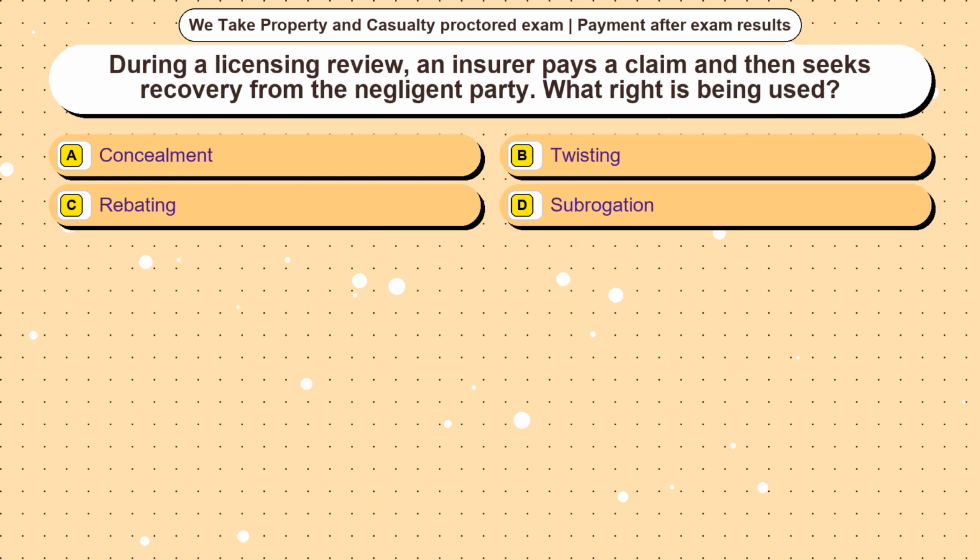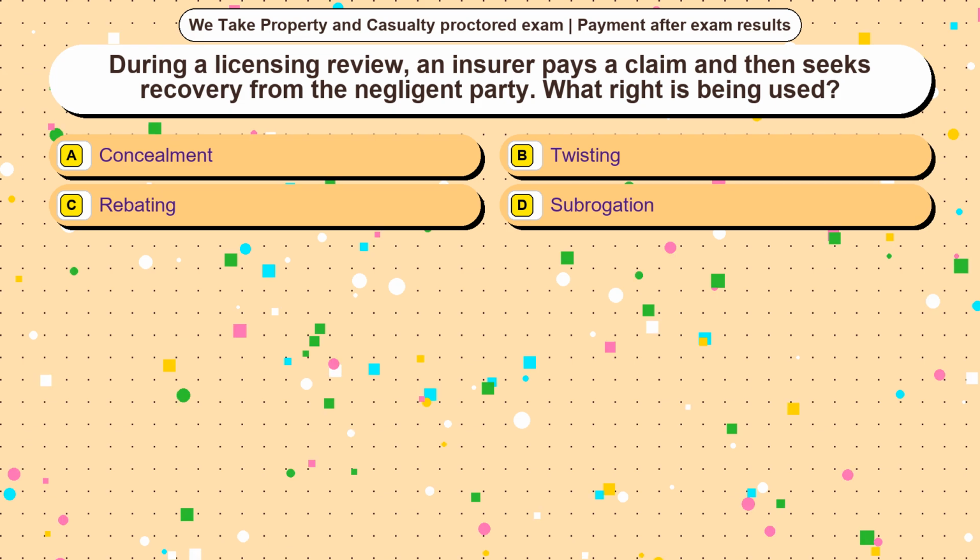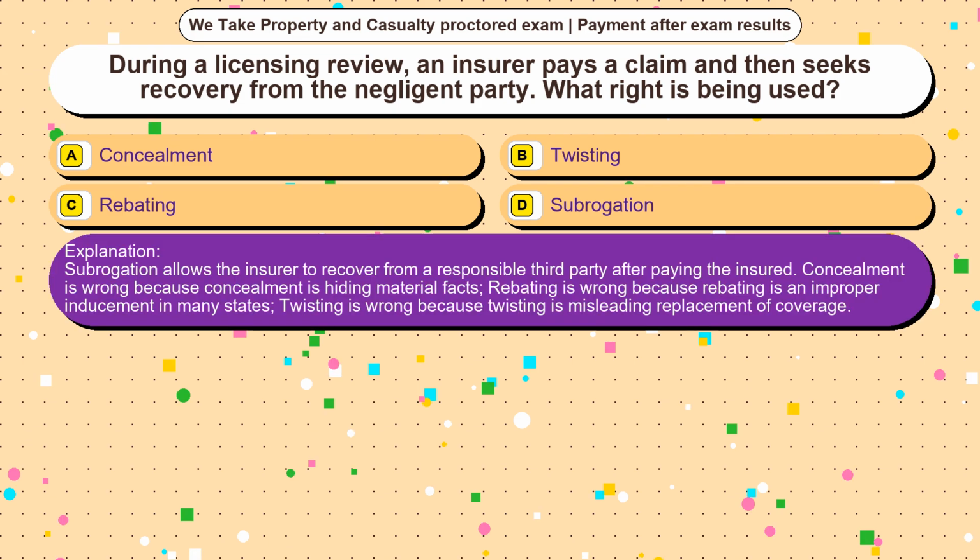Question 16. During a licensing review, an insurer pays a claim and then seeks recovery from the negligent party. What right is being used? Option A, concealment. Option B, twisting. Option C, rebating. Option D is subrogation. The correct answer is option. Subrogation allows the insurer to recover from a responsible third party after paying the insured.